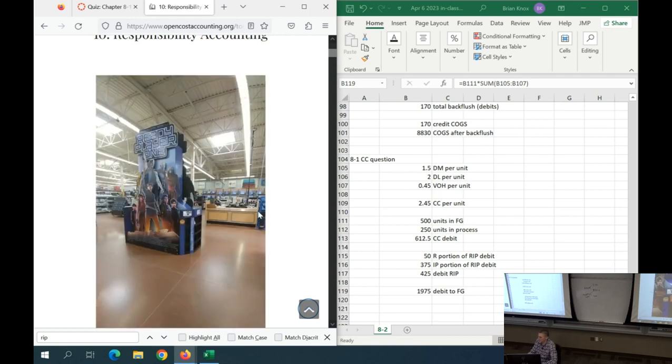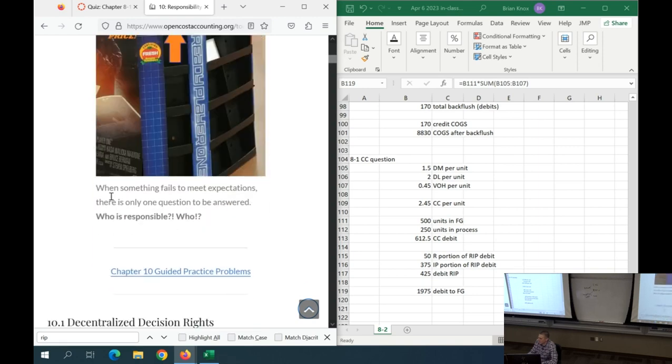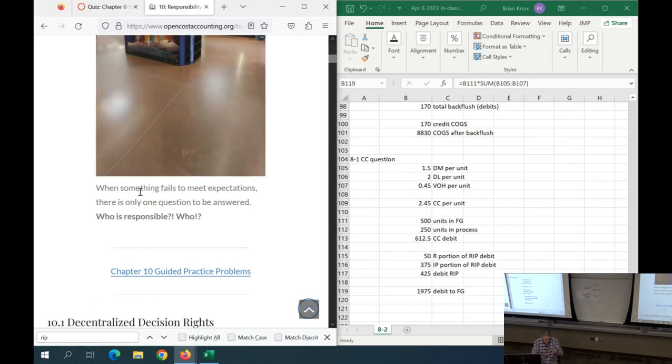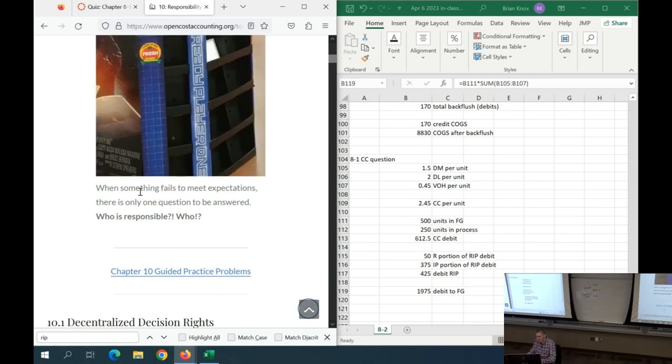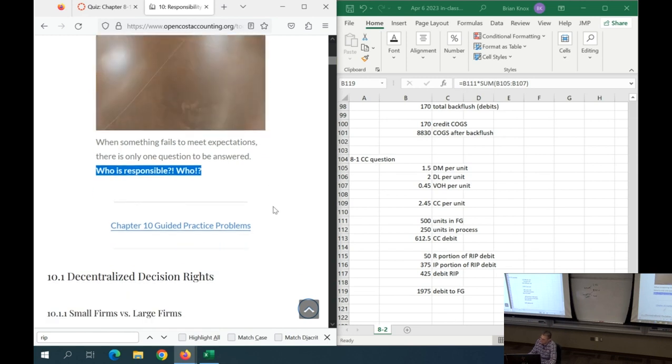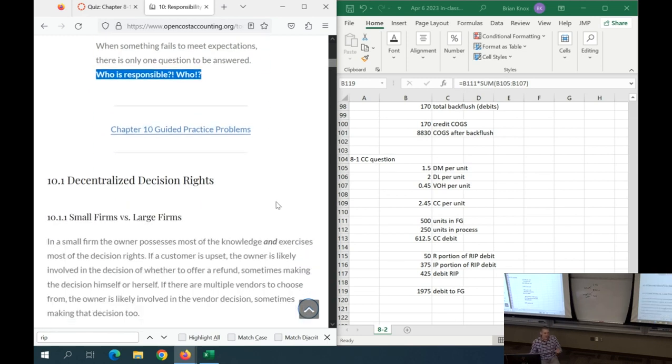All right, but the point is that when something fails to meet expectations, which on a box office level, Ready Player One did not quite meet its expectations, we question who is responsible. Who? All right, so 10-1, which is next week's topic, covers service departments.